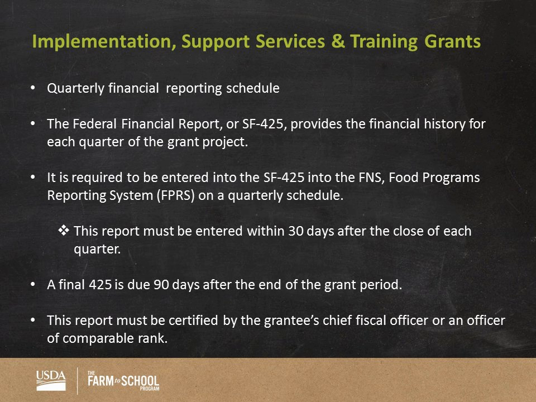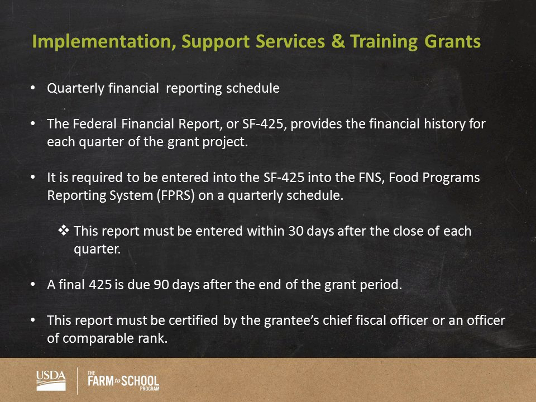These reports provide a financial history for the end of each quarter of your project. Depending on the length of your project, whether it's a year or 2 years, it's broken down into quarters. So for each 3-month quarter of your project, a financial report is required. It is required to be entered into FIPRs, which I just mentioned is our food programs reporting system, on a quarterly basis, and the schedule is listed below. I'll get to that in a minute. And it should be entered in 30 days after the close of each quarter.